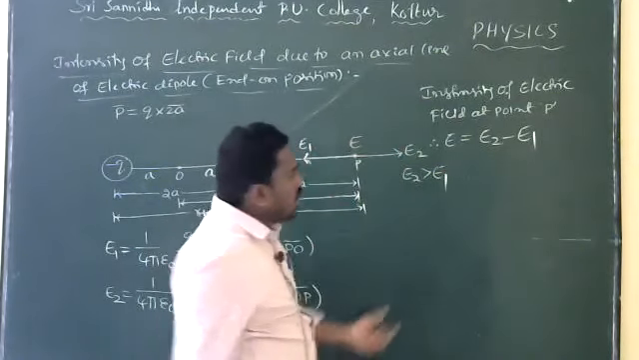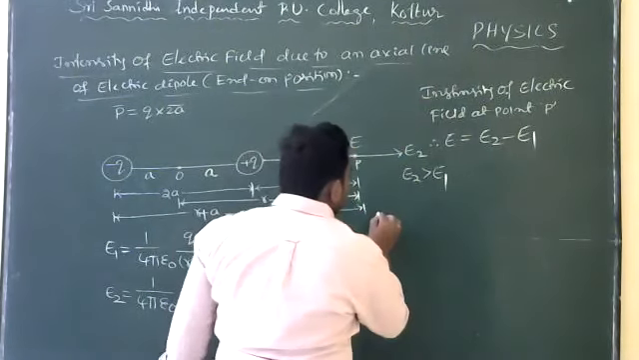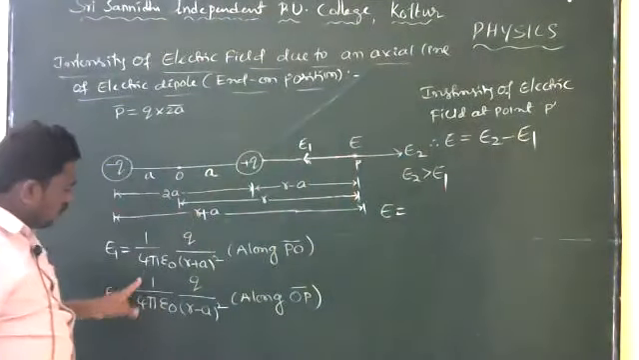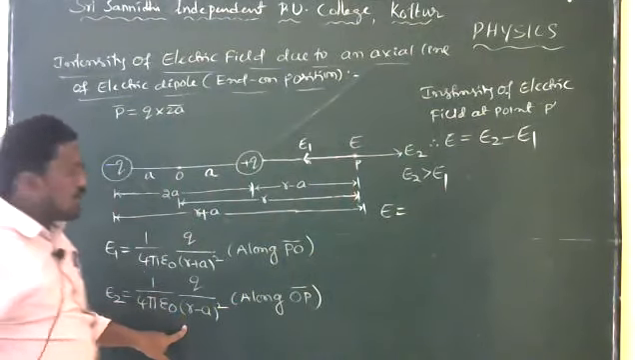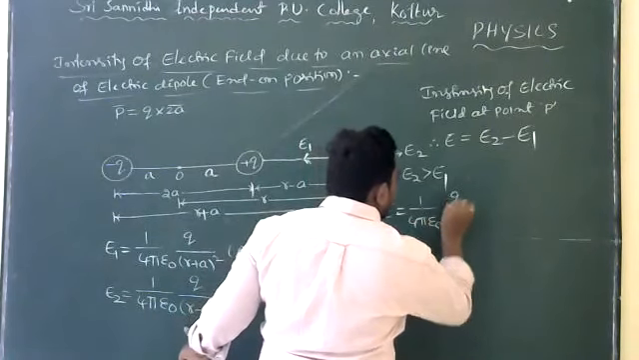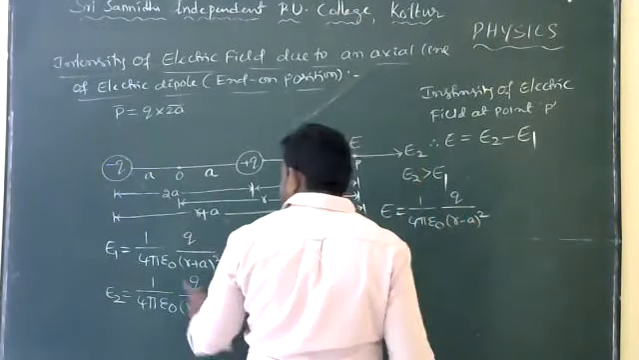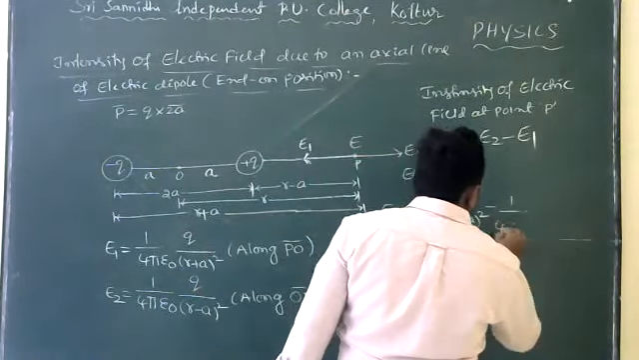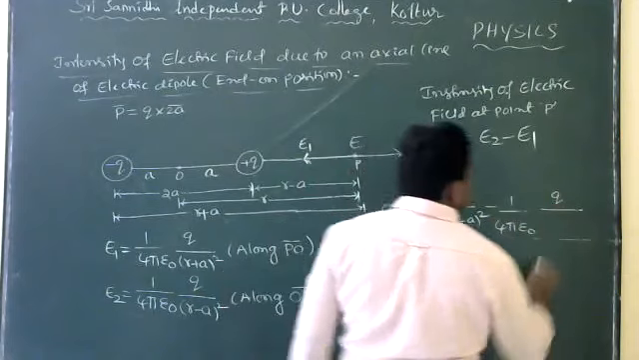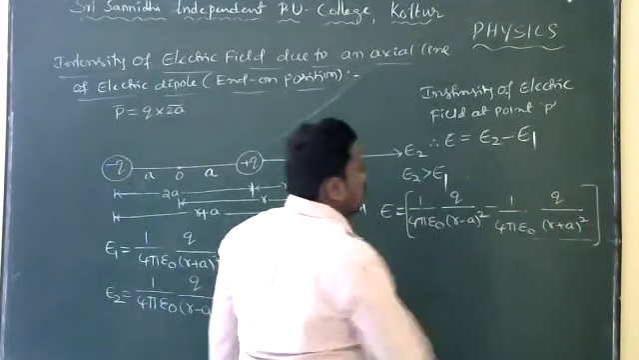So now calculate the E value by using E is equal to E2 minus E1. So now substitute the values. So E is equal to, what is the value of E2? E2 is equal to 1 by 4 pi epsilon naught Q divided by R minus A whole square, next minus 1 by 4 pi epsilon naught Q divided by R plus A whole square. So this is the value.